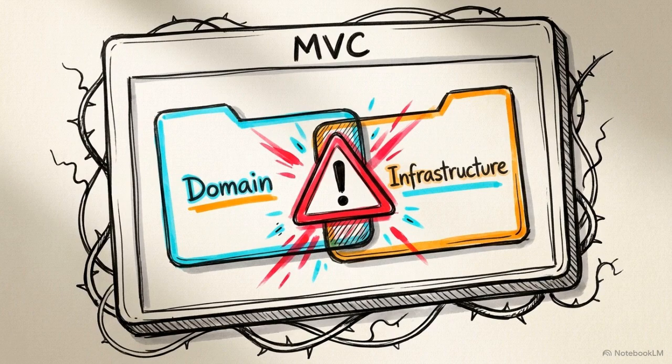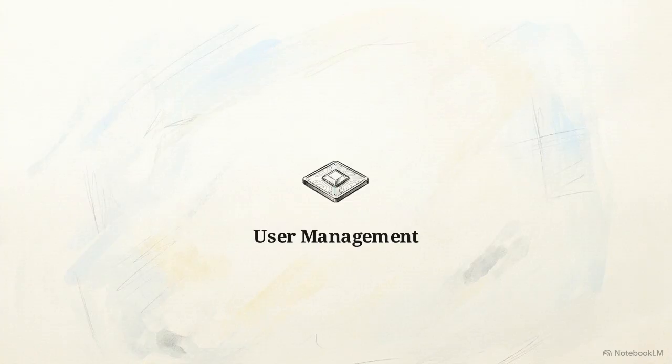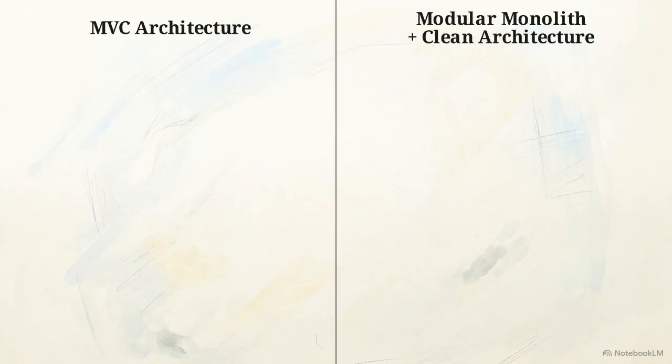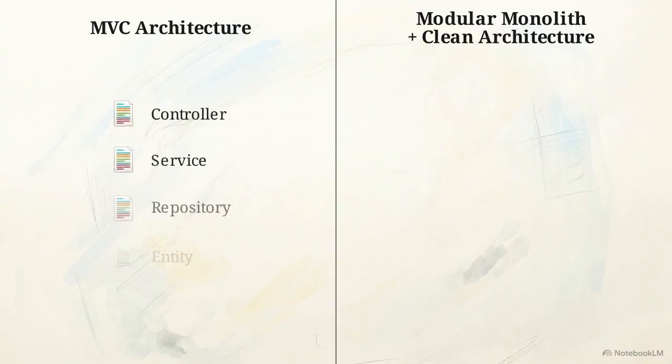The alternative is organizing code by feature, often called modules, while enforcing strict inward-facing dependency rules. This is known as a modular monolith with clean architecture. In MVC, creating a user takes 4 files. In clean architecture, that same user requires 10 distinct files.